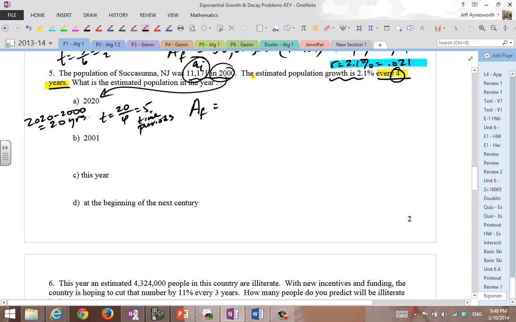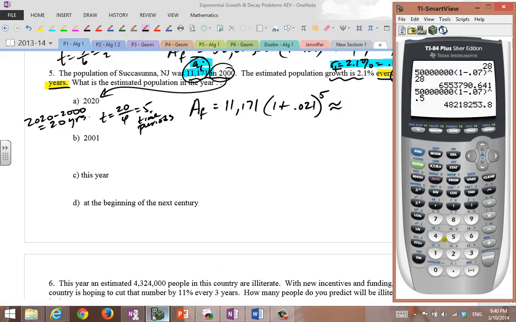Okay, so what's my future amount? A sub F is equal to my initial amount, which is 11,171, times my growth rate, 1 plus now, got to add here, 2.1% or 0.021, raised to the number of time periods. And after 20 years, there's 5 time periods because it grows every 4 years, so we're going to raise it to the 5th power. At that point, you're ready to go for it.